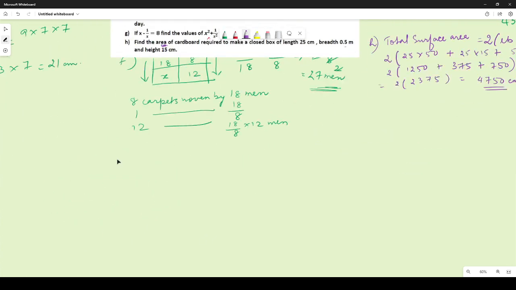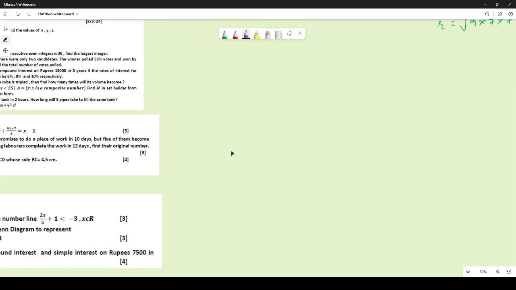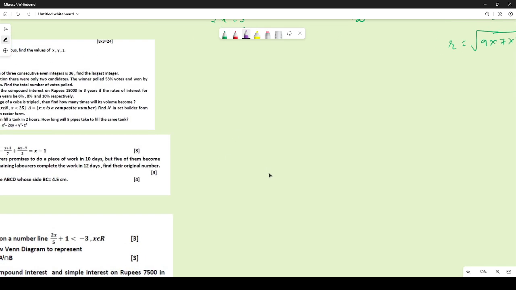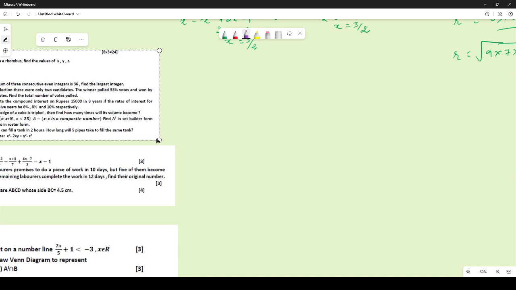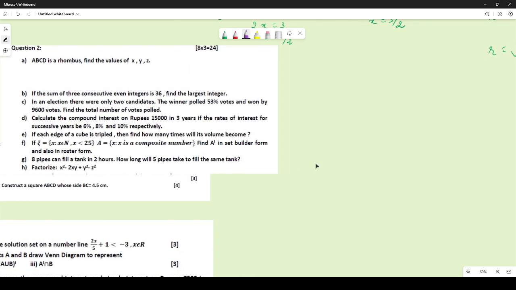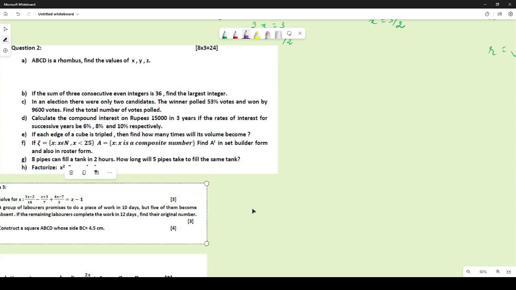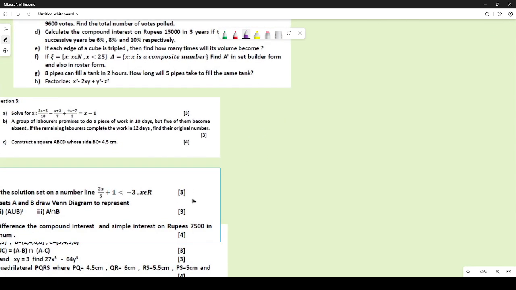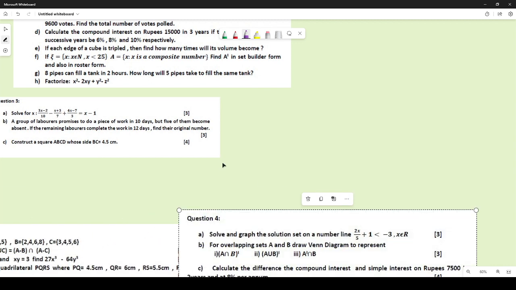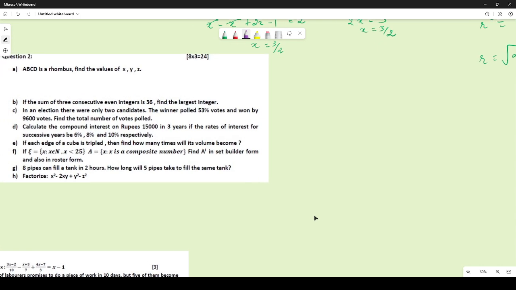नाउ लेट अस चेक आउट द सेकेंड पार्ट, दैट वाज पार्ट ए. नाउ लेट अस टेक अप पार्ट बी. इसको थोड़ा सा एक्सपैंड कर देते हैं so that you can check out the questions easily. Let me shift these questions over here so that you can see them clearly.